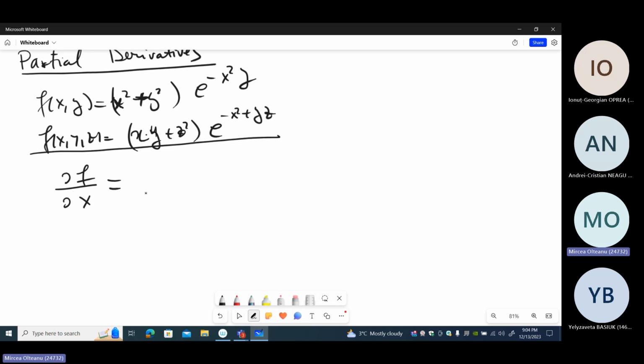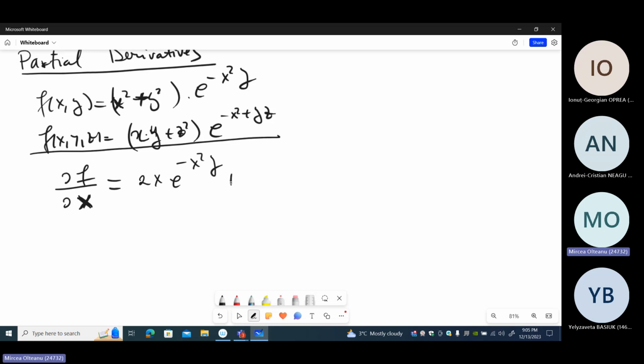The partial derivative with respect to x. What does it mean to compute the partial derivative with respect to x? It means that x is the unique variable, yes, and y is a constant. In that moment, we shall use the rules to compute derivatives for functions of one single variable, which is the variable x in this case. So let's differentiate here with respect to x. y is a constant. So it will be 2x times e at minus x squared y.